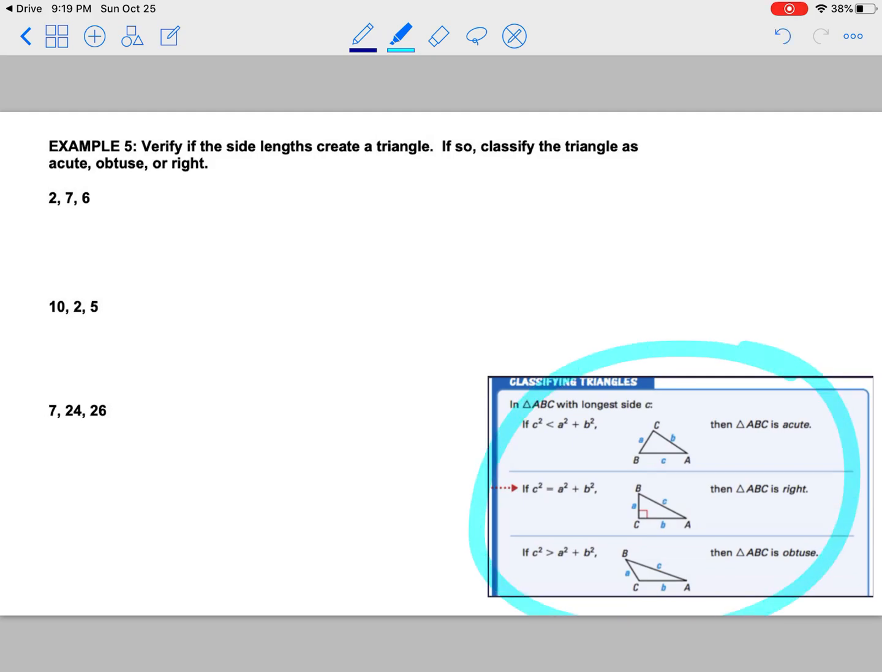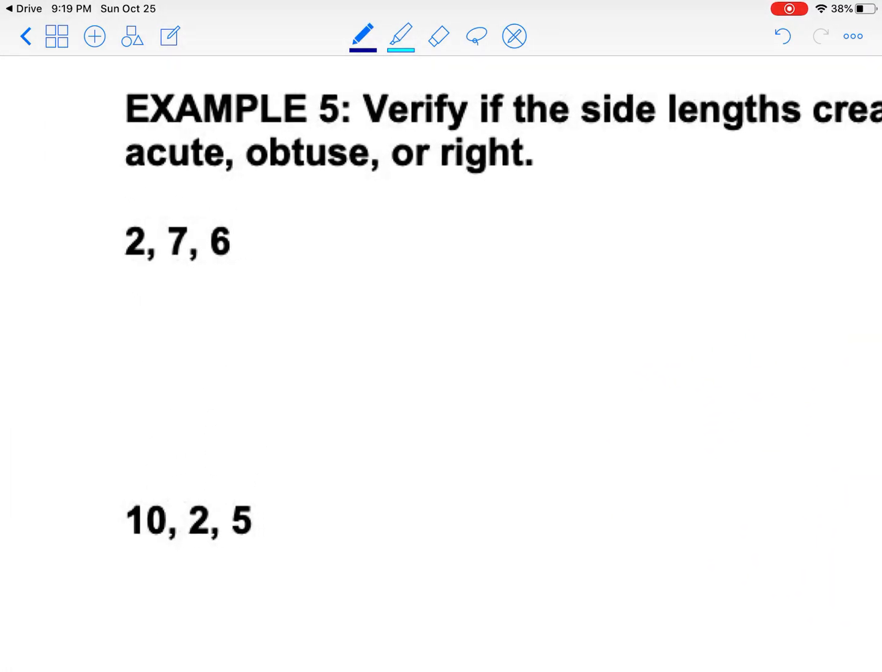And down here, we can see our formulas. We're going to be using a basis off the Pythagorean theorem. If we use the Pythagorean theorem, then we know for sure that it is a right triangle. If Pythagorean theorem works, it's a right triangle. And so we're going to use a version of that to figure out if it is an acute triangle, an obtuse triangle, or a right triangle.